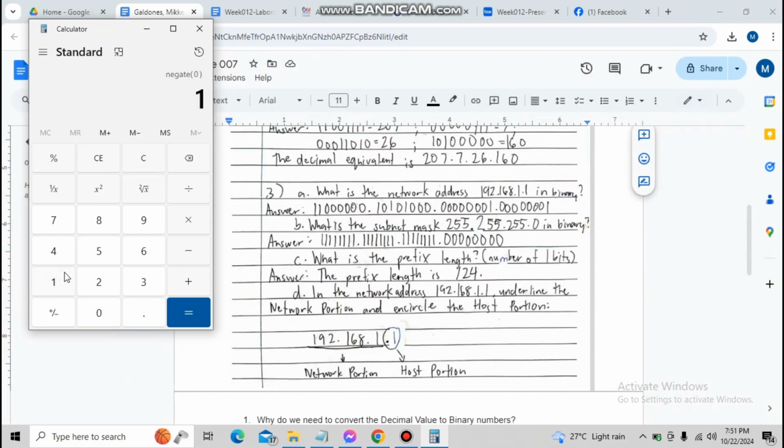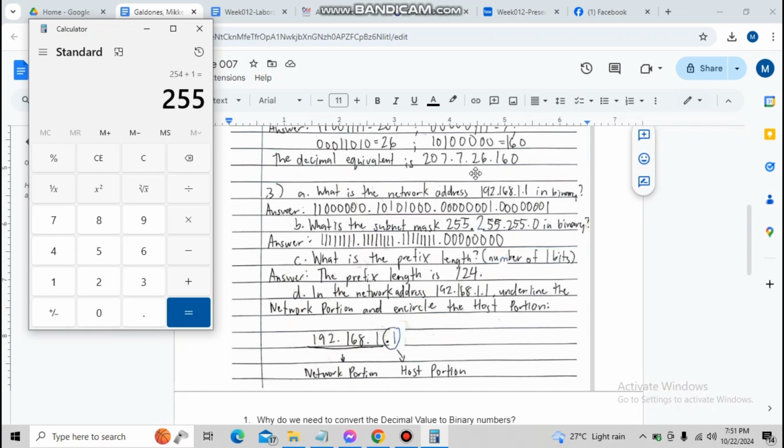So 128 plus 64 plus 32 plus 16 plus 8 plus 4 plus 2 plus 1. And that leads us to the answer 255. And yes, since the first three parts of our subnet mask are all ones, then the subnet mask will be 255, 255, 255, and 0.